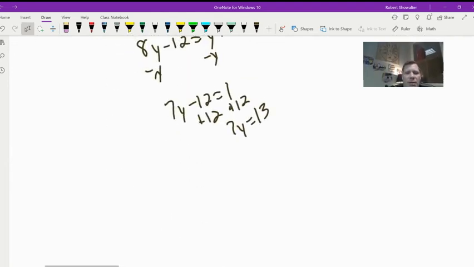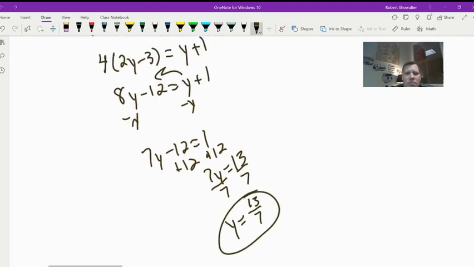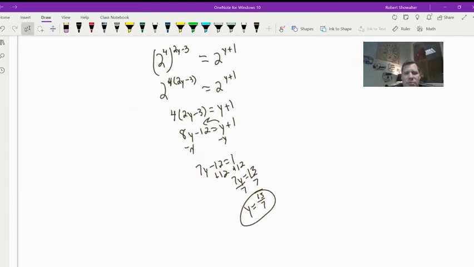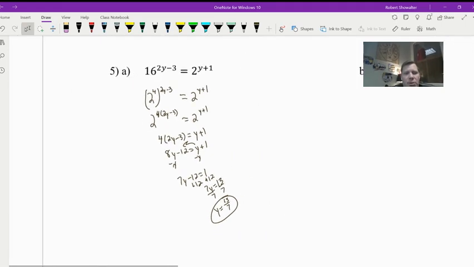Okay, now we can divide by 7. y equals 13 over 7. There you go. That would be our answer. It's a little funky, but it's true. It's the answer. If you want to go back and double check the steps, we can. I'm doing that right now as we speak to make sure we didn't make a mistake, but it looks good. Good job, friends. Let's do 4.